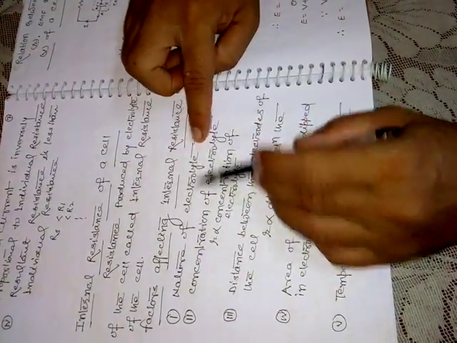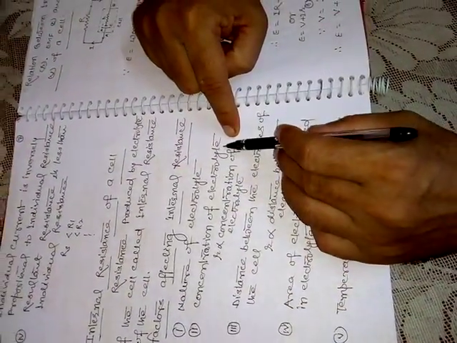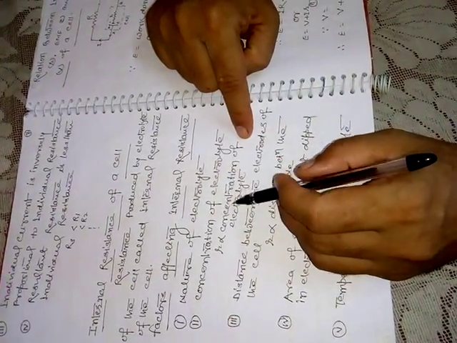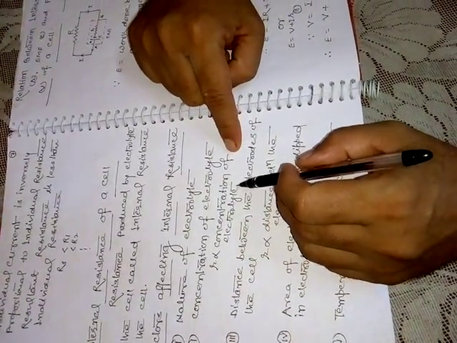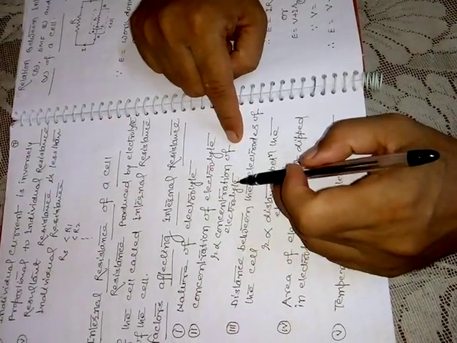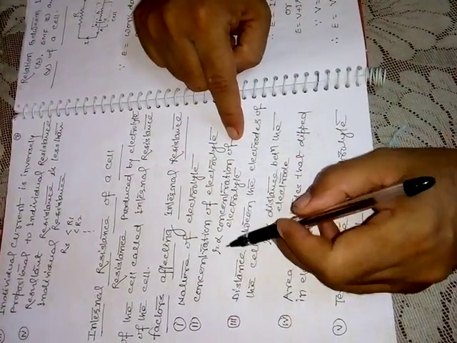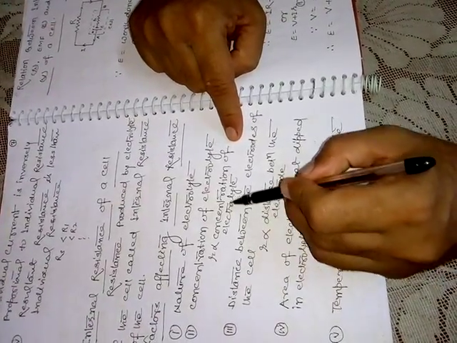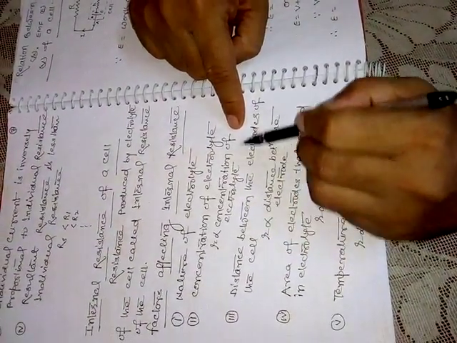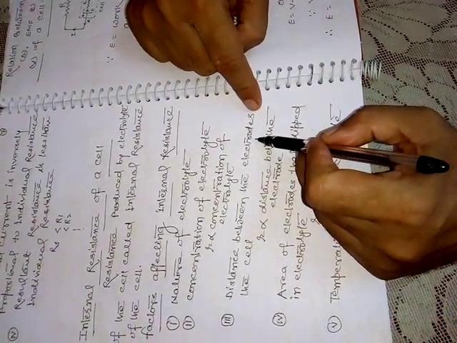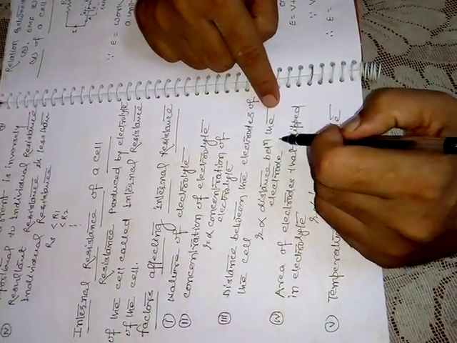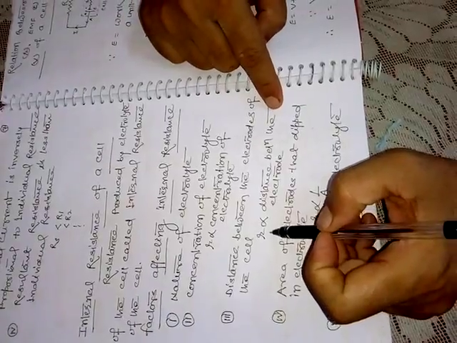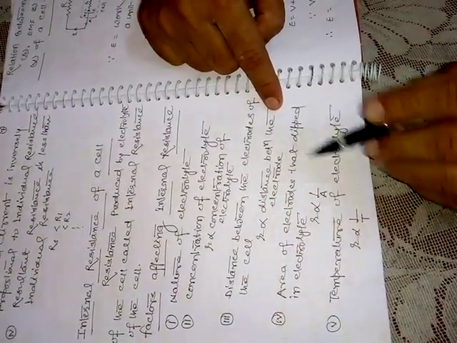Number 2, concentration of electrolyte. If the concentration of electrolyte is more, then the mobility of ions, or you can say charge carriers, is less, and when mobility is less, resistance is more. So the internal resistance of the cell is directly proportional to the concentration of electrolyte. Number 3, distance between the electrodes. If the distance between the electrodes is more, then the internal resistance of the cell will be more, meaning they are directly proportional.